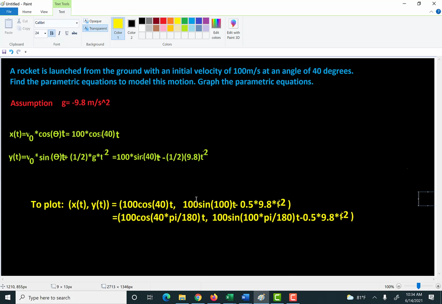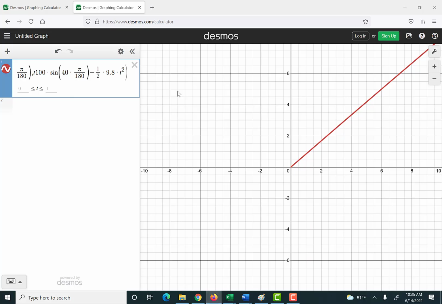Now, if you have a graphing utility or you're working in Desmos or something that needs radians, you can convert to radians. Remember, I'm in degrees, but you could convert to radians by multiplying 40 degrees times pi over 180. All right, let's take a look at this in Desmos.